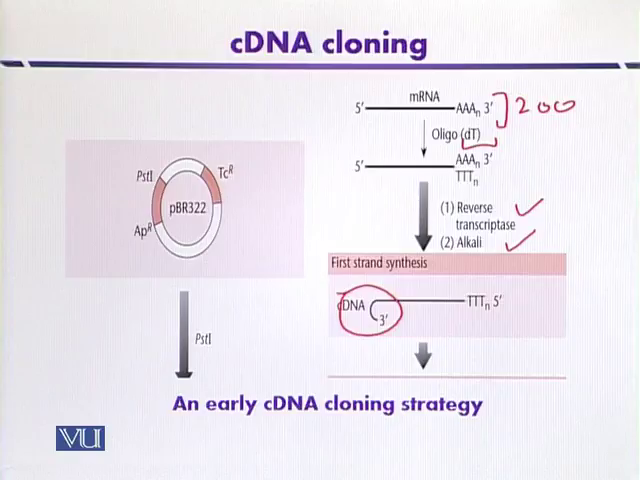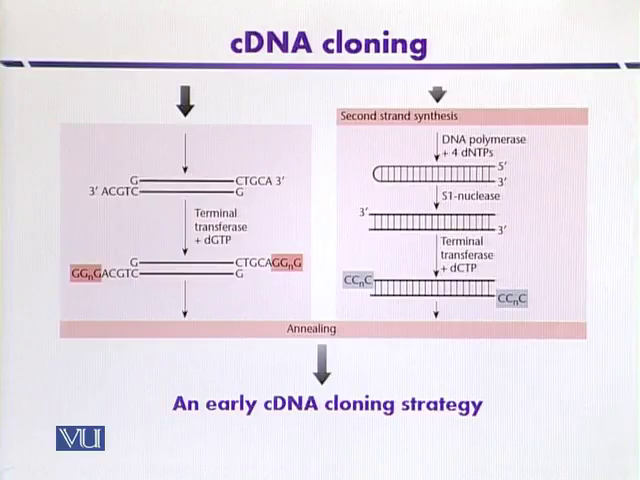On the left side, we can have a look at the vector that can be used for the cloning of cDNA, and here the vector is the very famous pBR322. It contains 2 selectable markers, the genes for tetracycline resistance and ampicillin resistance, and a cloning site that is the PstI restriction enzyme site.